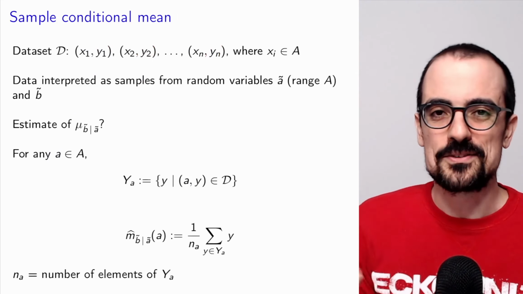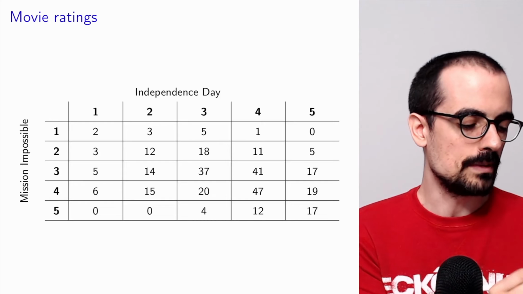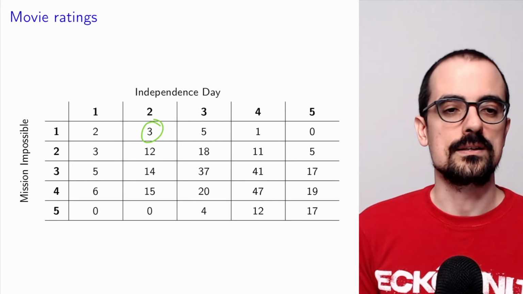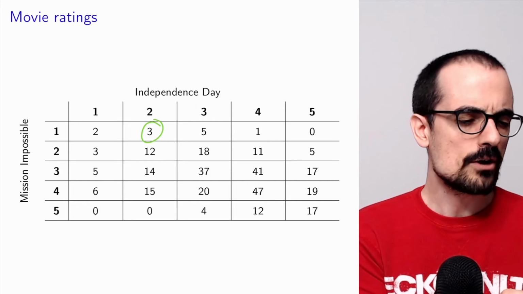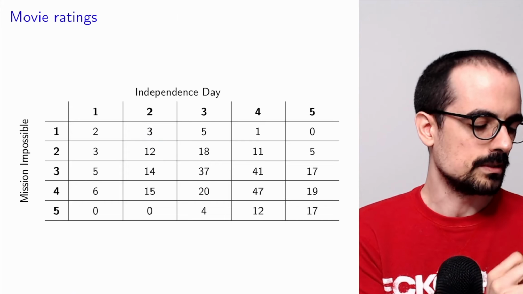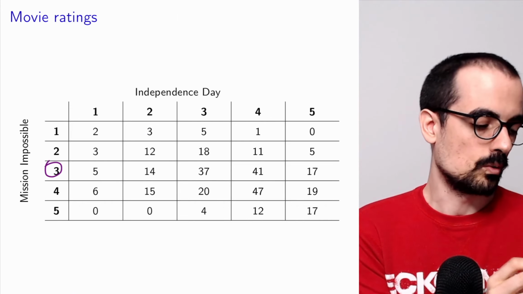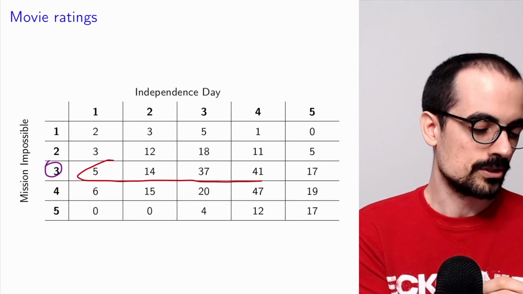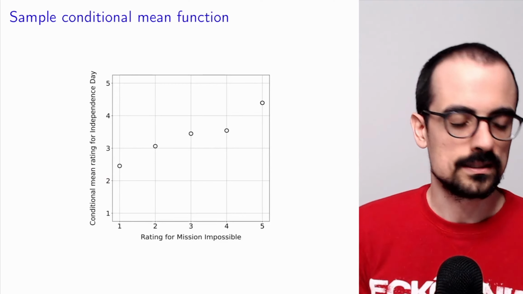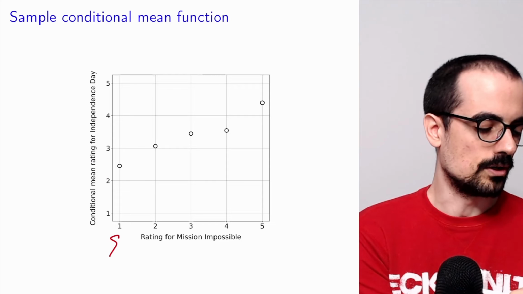This is kind of more complicated than actually just looking at an example. Imagine that we have these movie ratings where people rated 2 movies. So for example, 3 people gave a rating of 2 to Independence Day and 1 to Mission Impossible. And now imagine that we want the average of Independence Day when Mission Impossible is equal to 3. What are we going to do? Well, we average these particular values of Independence Day. And here you can see what happens if we do that for each of the possible values of Mission Impossible.